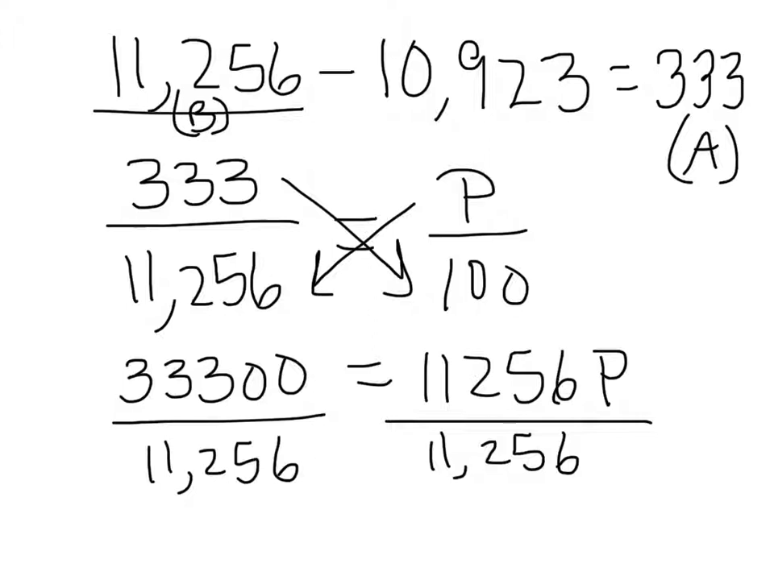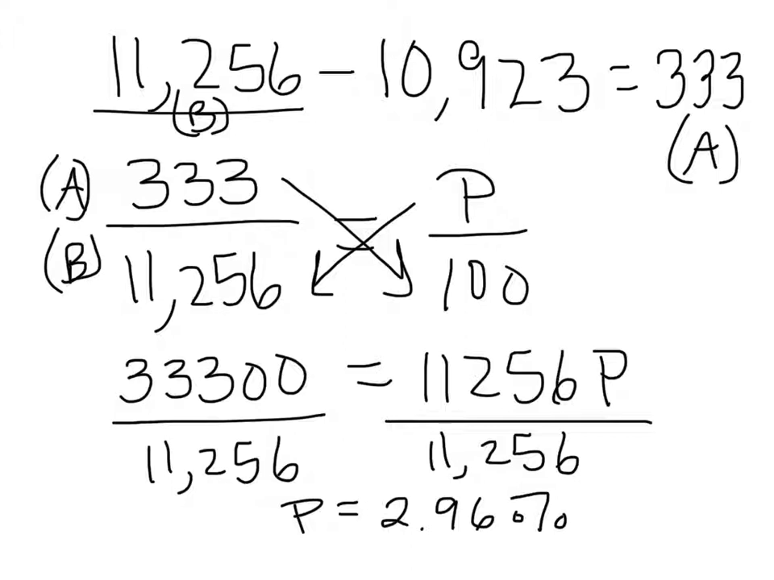and we take 33,300 and divide it by 11,256. We get approximately 3%, 2.9%, and we could round that up to 3%, or if we want to be really precise, it'd be 2.96%. What did our problem say? It said round to the nearest hundredth of a percent, so we would round to 2.96%. All right, so you can still use your A over B equals P over 100 method for amount of increase and amount of decrease problems.